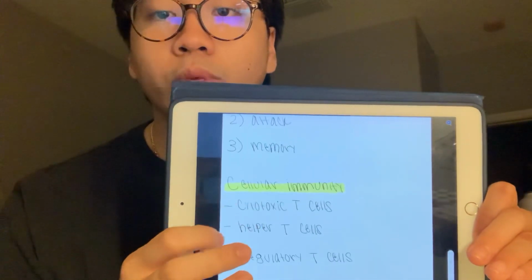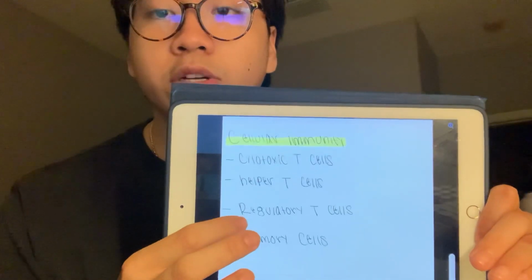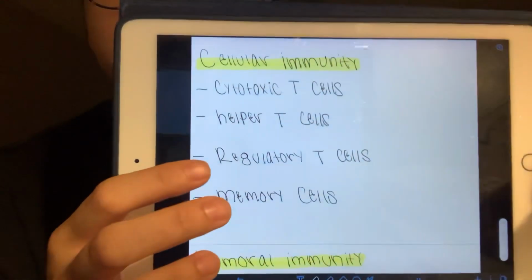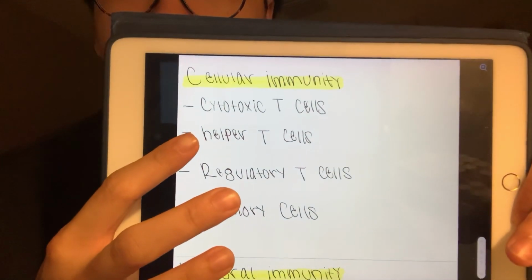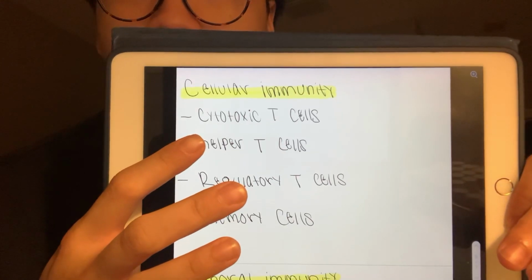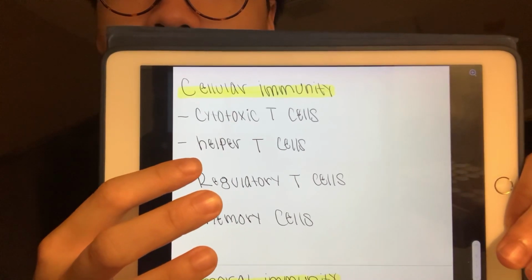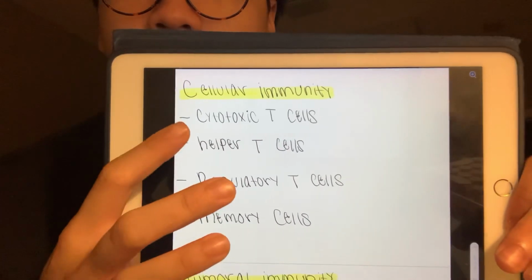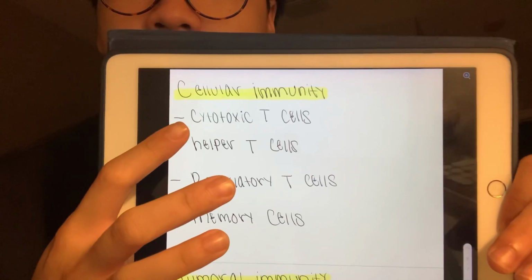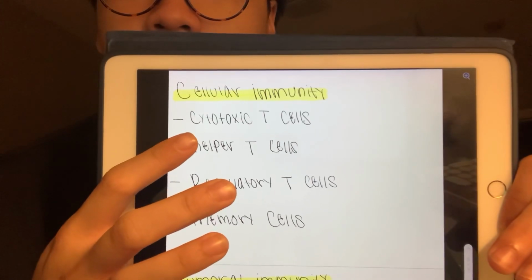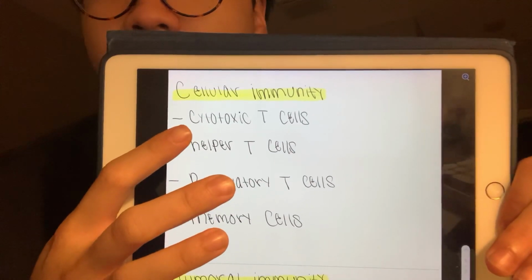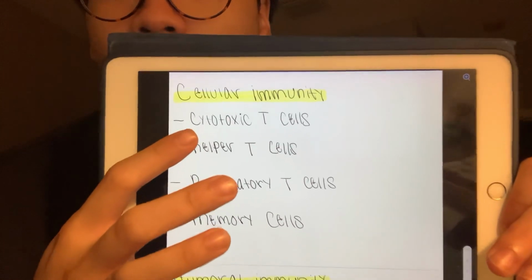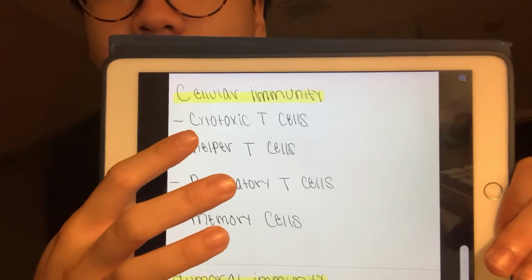Moving on, we have cellular immunity. So cellular immunity involves 4 different classes of T cells. So over here, we have the cytotoxic T cells, we have the helper T cells, we have the regulatory T cells, and the memory cells. So starting with the cytotoxic T cells, these are the effectors of the cellular immunity, and these are what carry out the attacks on foreign pathogens or enemy cells.